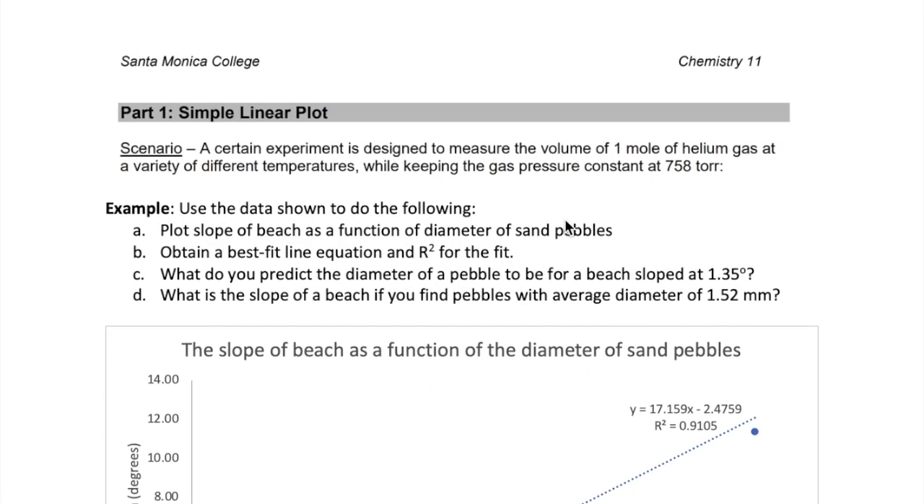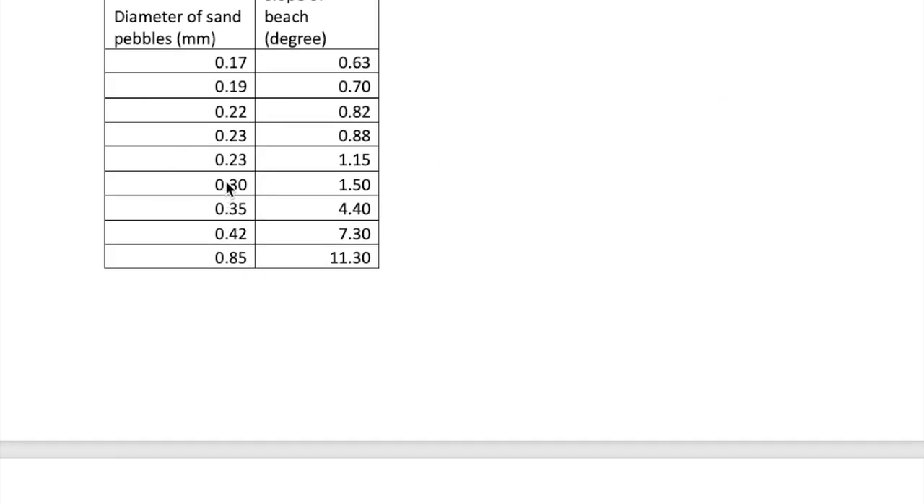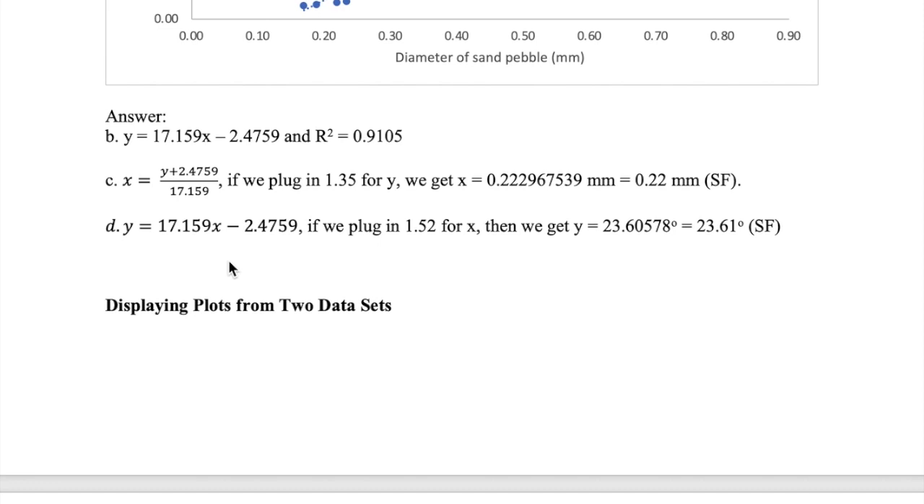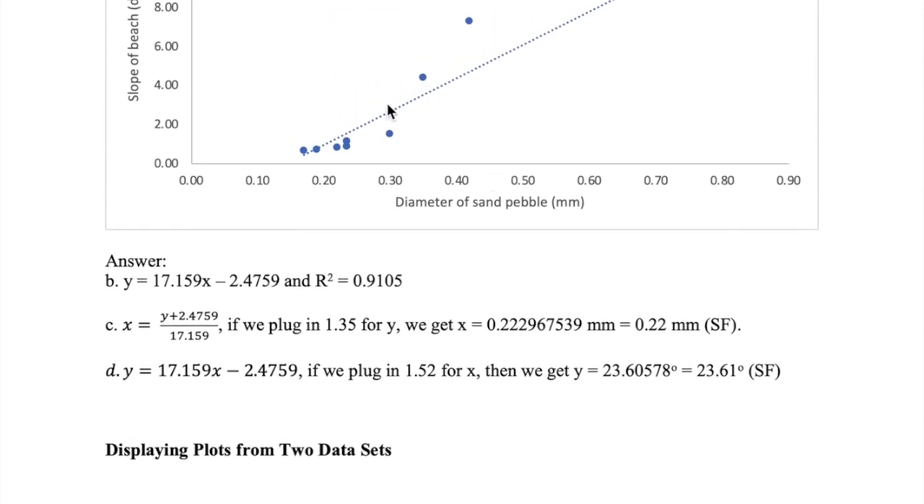The raw data that we have shows that the diameter is always measured to 2 decimals, which is the limit of the precision of the instrument. This means that your final answer for the diameter must also be rounded to 0.22 millimeter to match the significant figures of the data. Note that what we just did is an interpolation because we are calculating the value for 1.35 degrees, which is within the data points that we collect.